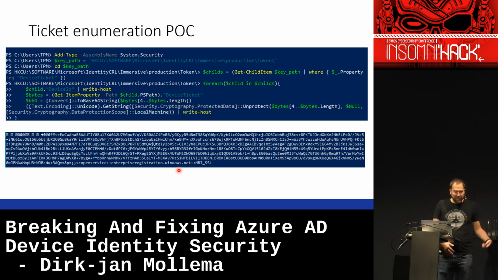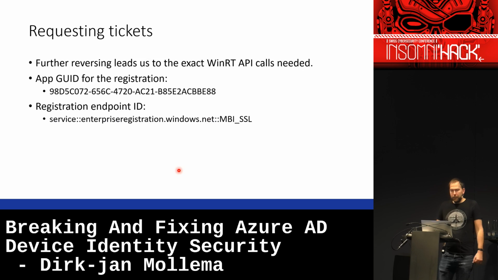Now, of course, these cache tickets are nice, but like I said, they expire after a certain time. So if the device registration was done a long time ago, then these cache tickets are a bit useless. So I did some more reversing and found the exact WinRT API calls that were needed. So there's this endpoint involved that it asks the ticket for, and there's the app GUID that's used for registration.